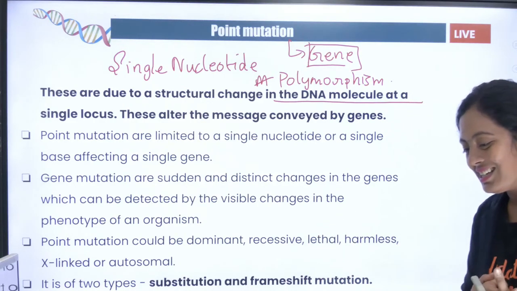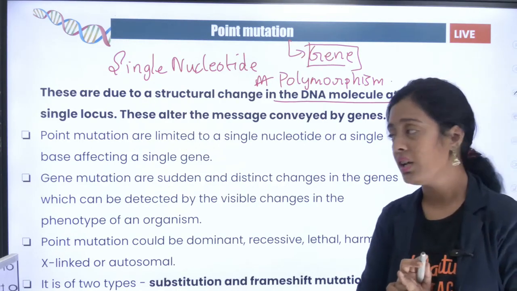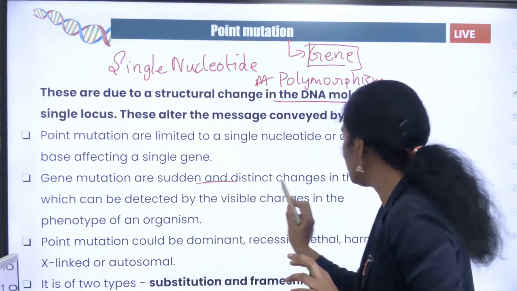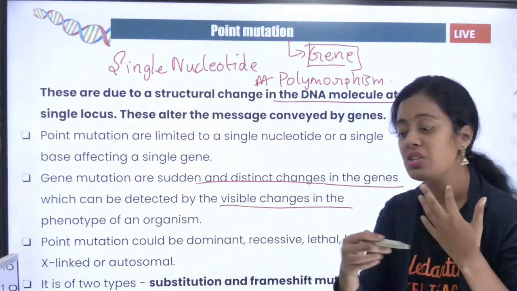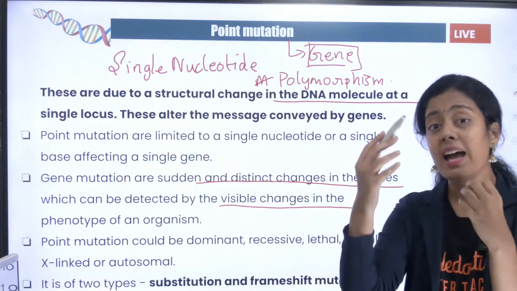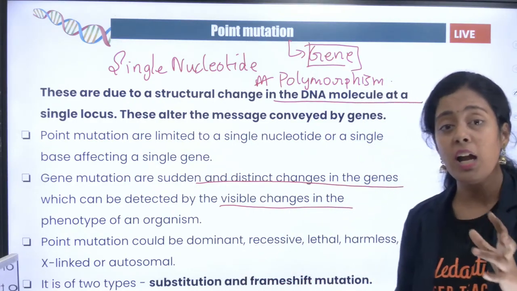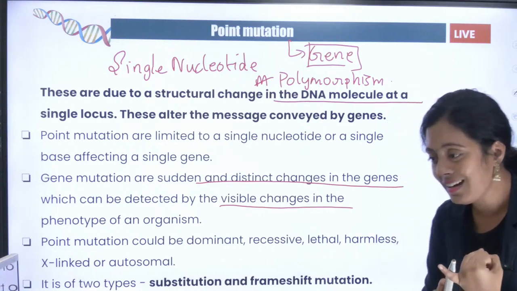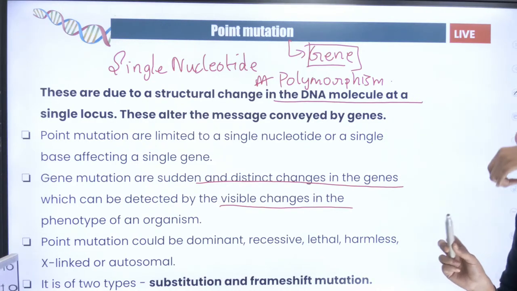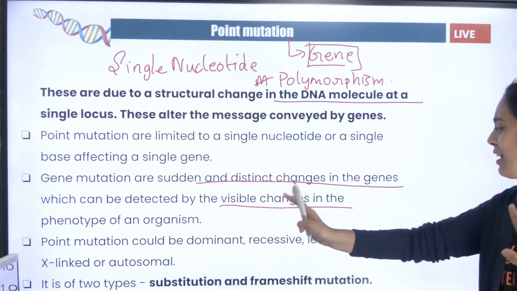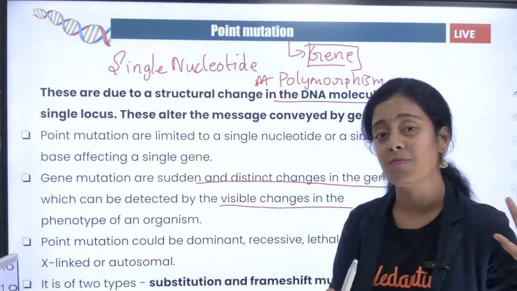Yes or no? Yes. Now how does this gene mutation happen, students? It is sudden and distinct changes in the genes which can be detected by the visible changes in the phenotype of an organism. I can see the changes in the phenotype. That's very, very important. So point mutation could be dominant, it could be recessive, it could be lethal, it could be harmless, it could be X-linked or autosomal. Don't be afraid seeing the words. We will do it very, very simple.